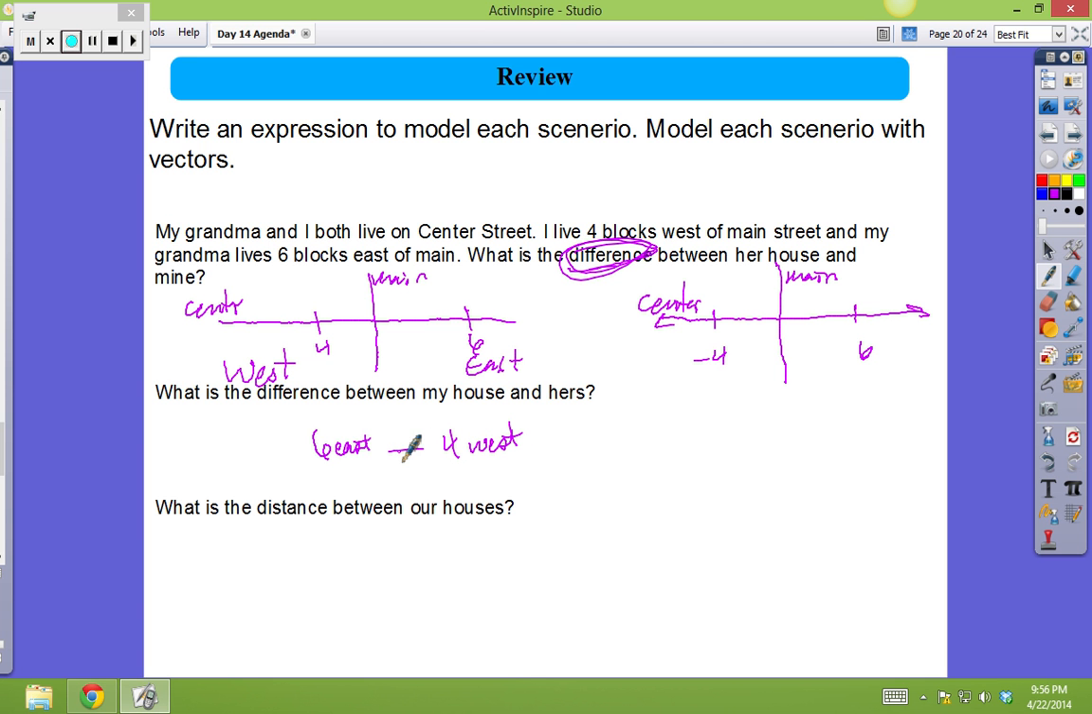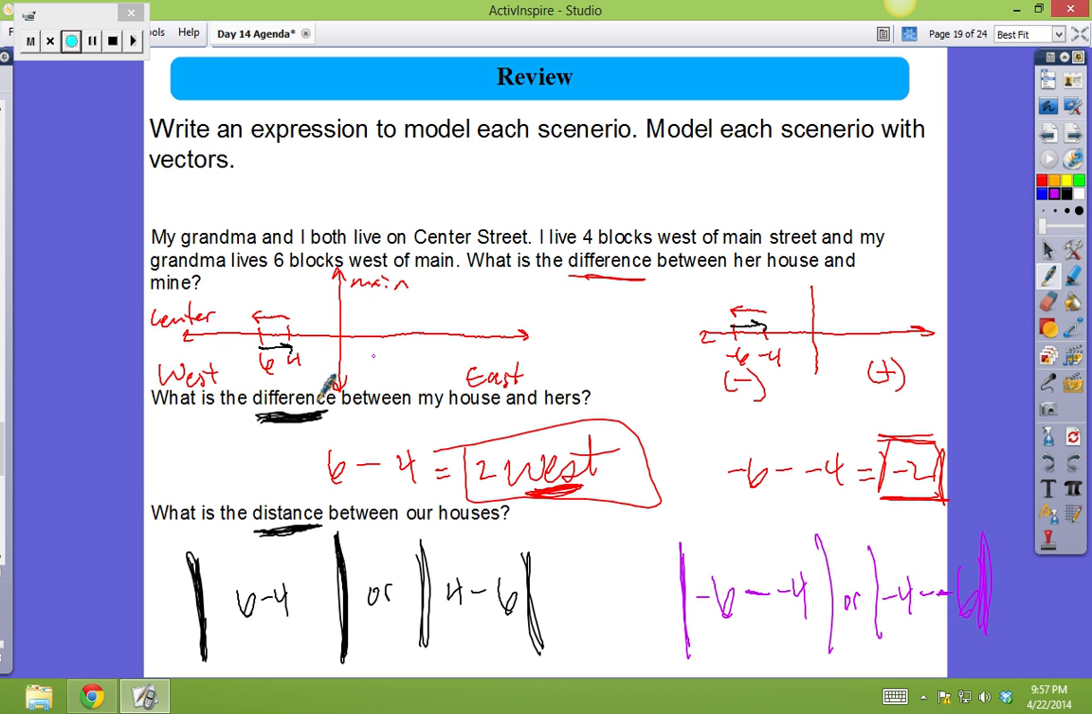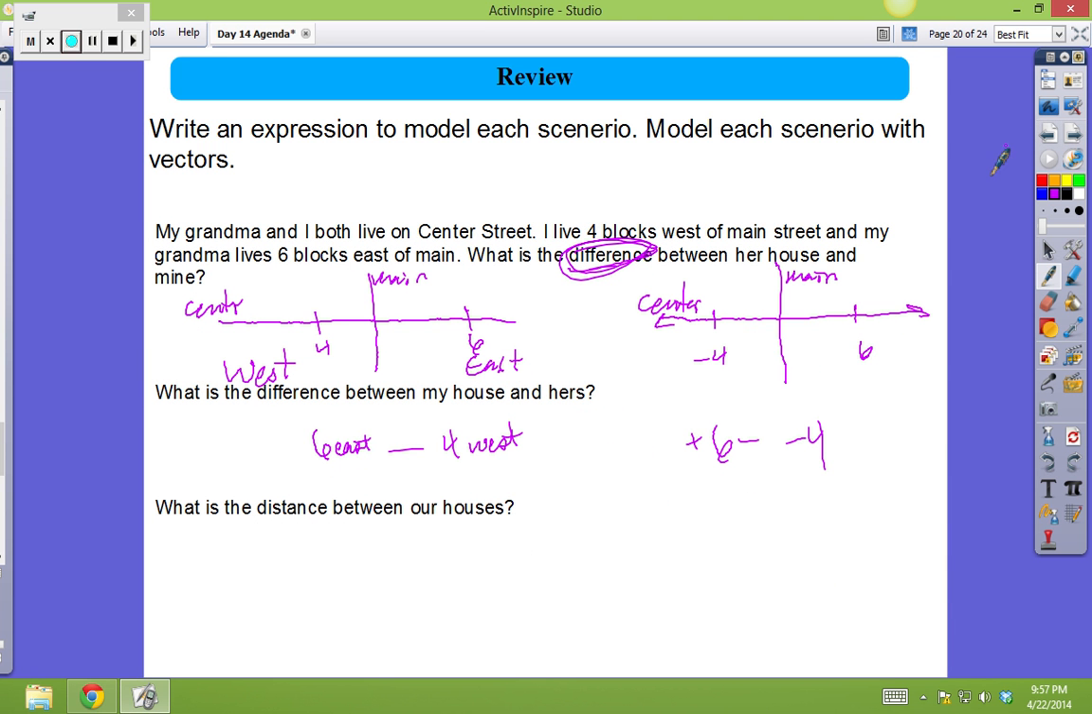So this is why the positive and negative becomes kind of a better route to do, because check this out, if I do the difference between her house and my house, her house is 6. Difference is subtract, but my house is negative 4. So the negative is the same thing as west, and the positive is the same thing as east. But the problem before, we were both on the west side. So we both had a west here and a west here. We had the same direction. But now we live on different sides of the street.